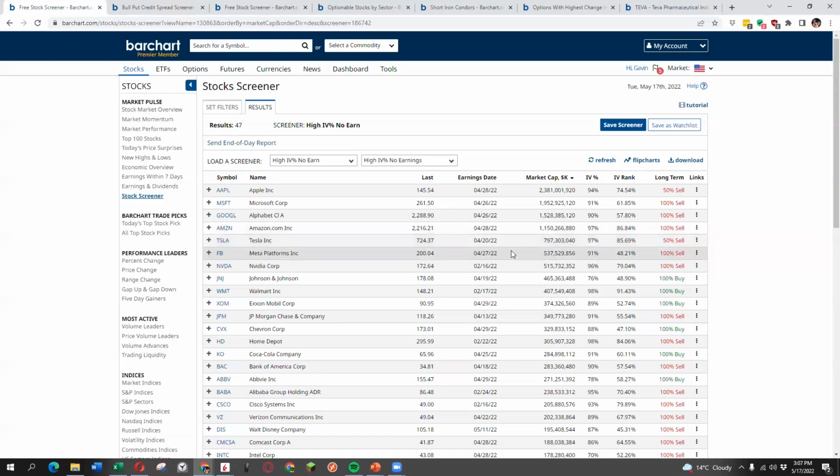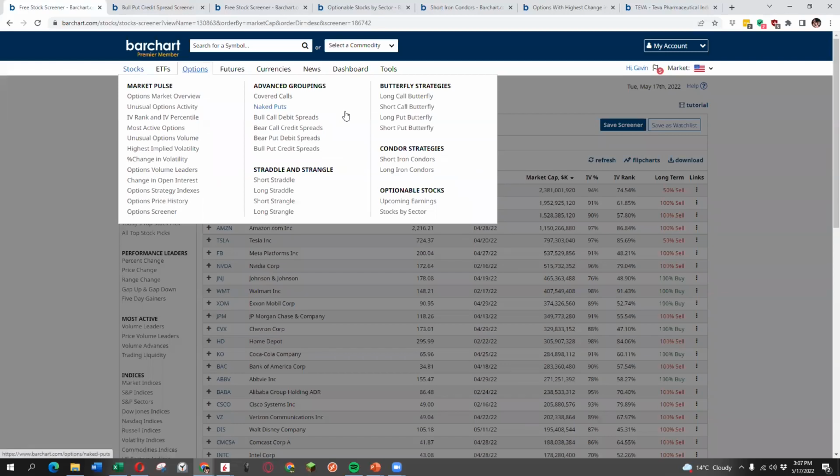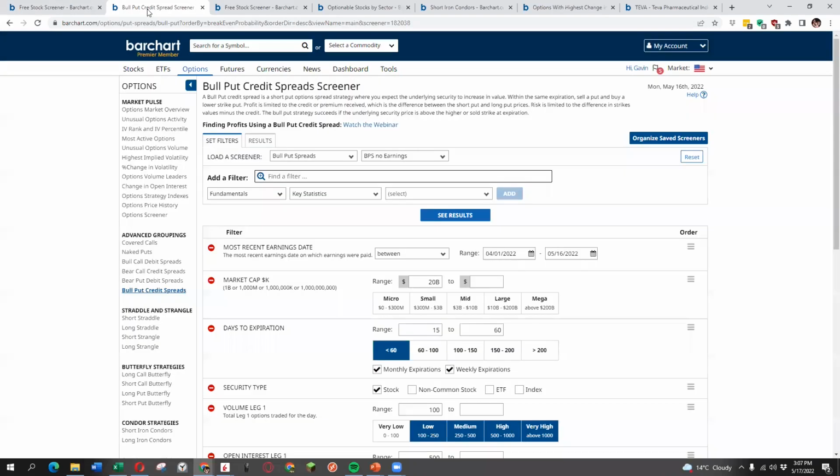So that's a really good place to start, trying to find some stocks of interest that we might want to look at particular option strategies. Then we can go into options, and we can use some of our screeners. So here we've got our credit and debit spreads, which are very popular, and condors as well, straddles, butterflies, that sort of thing. So let's say I want to do a bull put spread.